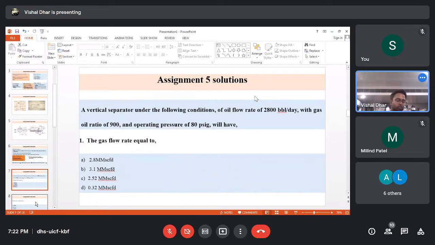Okay, now we'll go to the numericals. First question: a vertical separator under the following conditions: oil flow rate of 2800 barrel per day, gas oil ratio GOR is 900, and operating pressure is 80 psi. These are the parameters given. First, we have to find the gas flow rate. It is very easy.